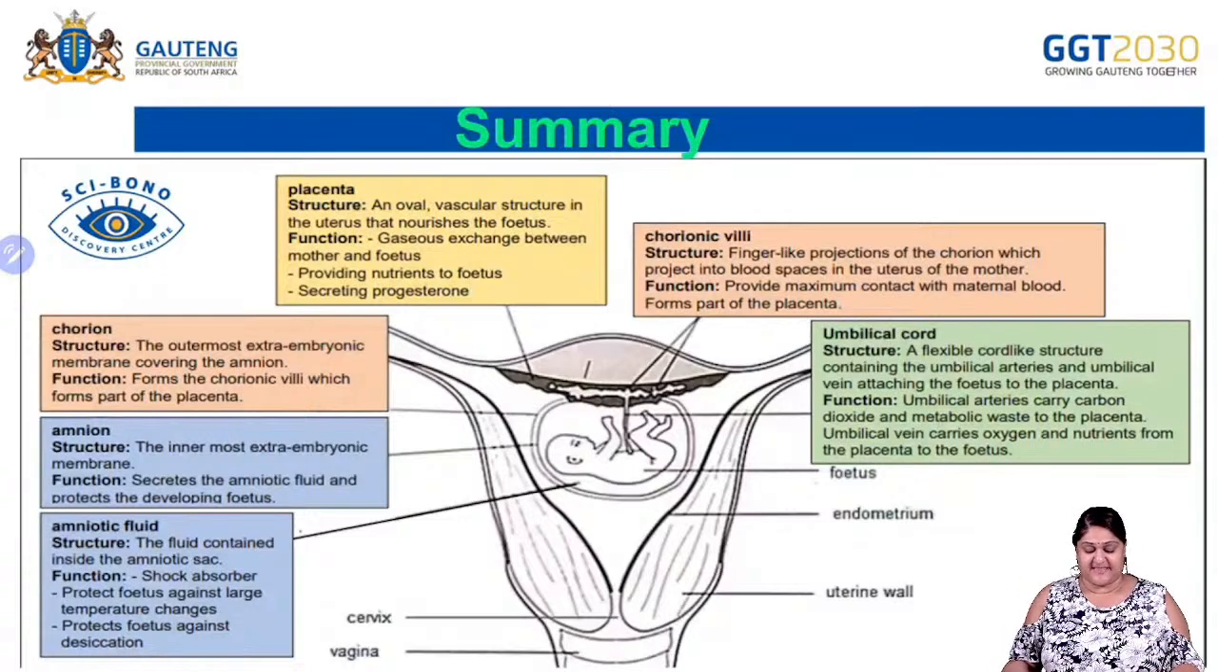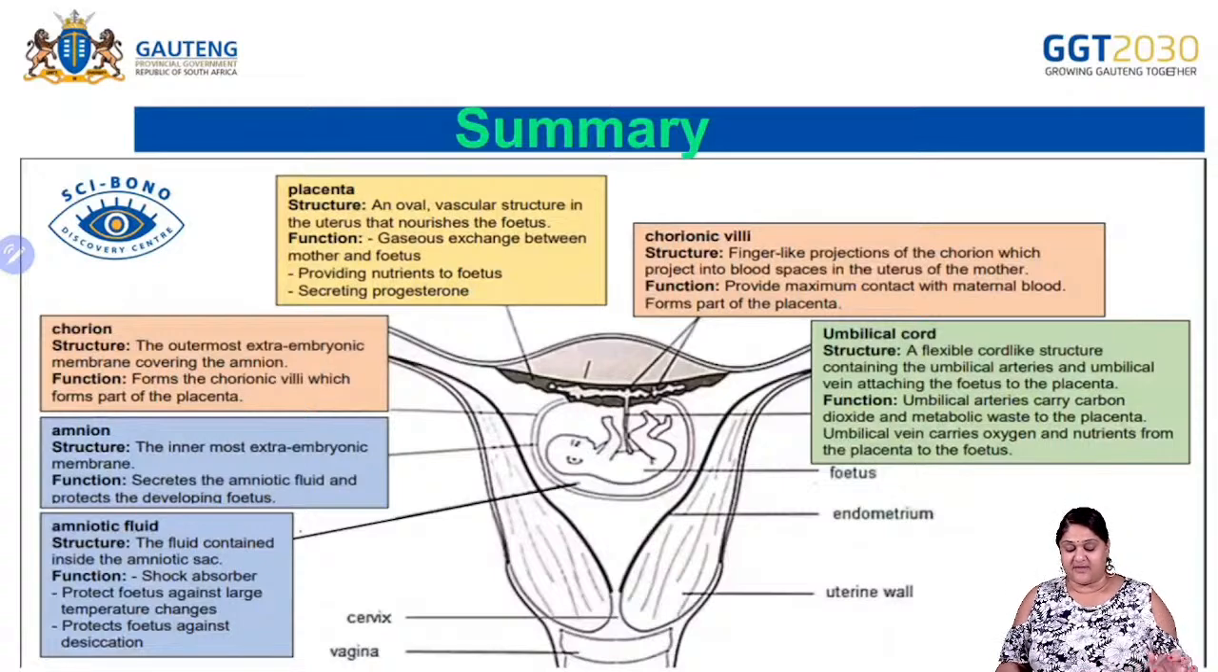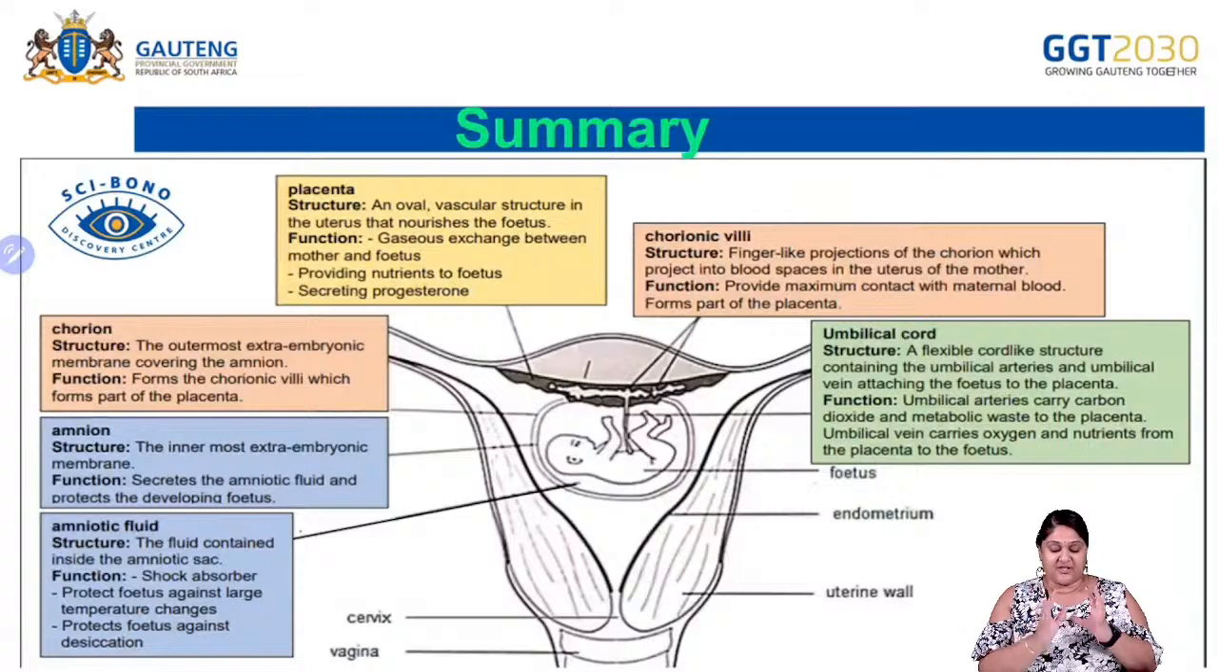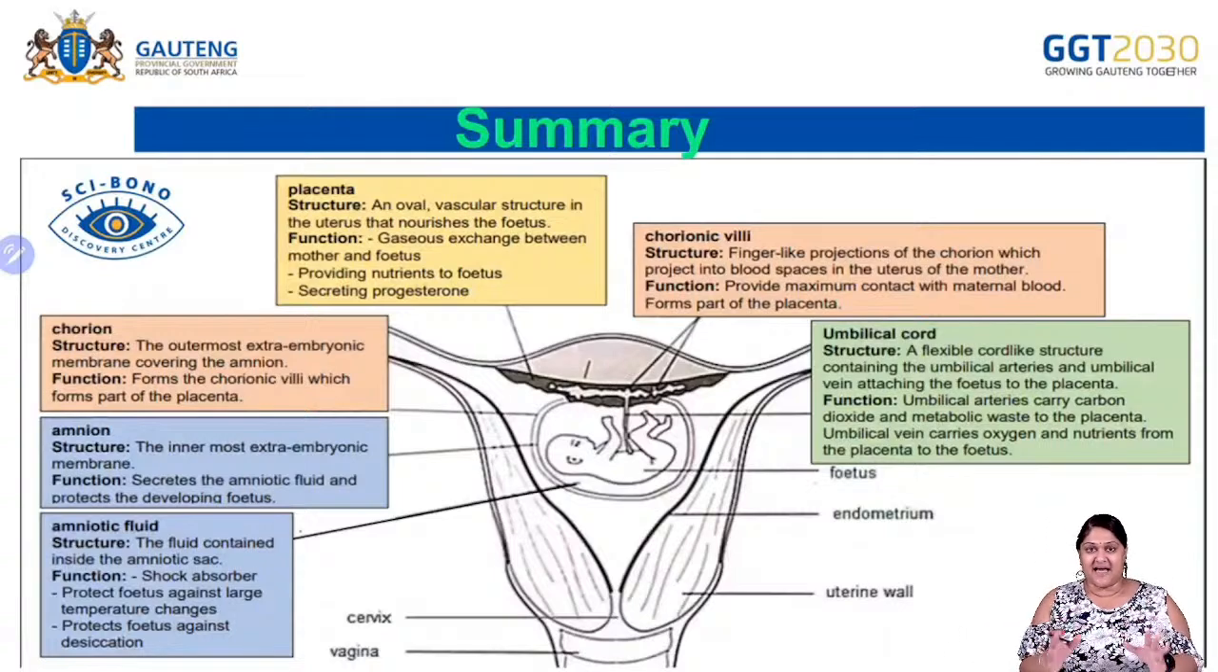The amnion with its amniotic fluid, and then we've got the placenta over there, and then we've got the umbilical cord. And this is showing you, remember they said you need to know the picture of the fetus inside the uterus. So this is a lovely picture to show you, you need to know this. You need to know how to label it.